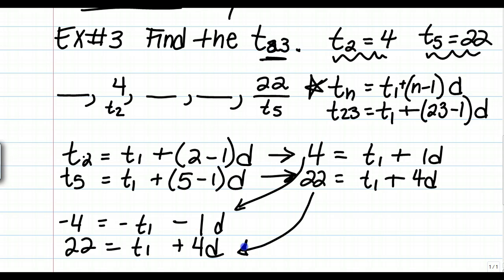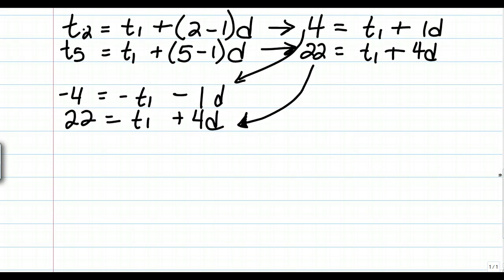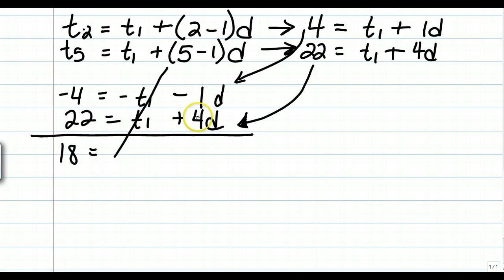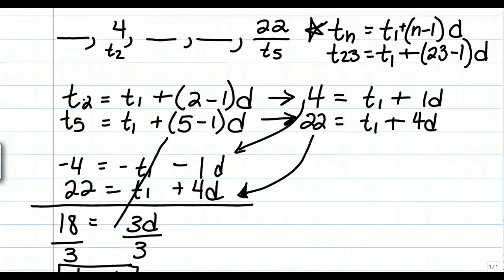So now I just multiplied the top by -1, kept this one the same, and so now when you go to add these, you can cross those off. 22 minus 4 is 18. -1d plus 4d is 3d. Divide by 3, divide by 3. D equals 6. Well, that's really helpful because I needed to know what D was to solve this.